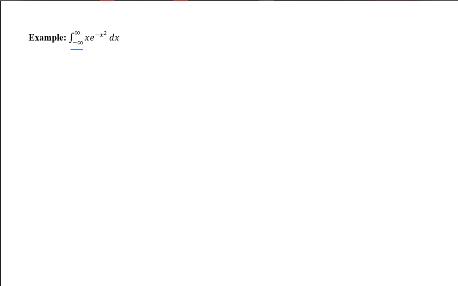So you have to choose some finite value in between minus infinity and infinity. You can choose any value, no problem: 1, 2, 3, zero, 4, 5, 6, 7, 8. You can take any value. But what will be convenient? Taking 0 is more convenient, so we will take 0. So I can divide it in two parts: minus infinity to 0 of x e to the power minus x squared dx, plus 0 to infinity of x e to the power minus x squared dx.